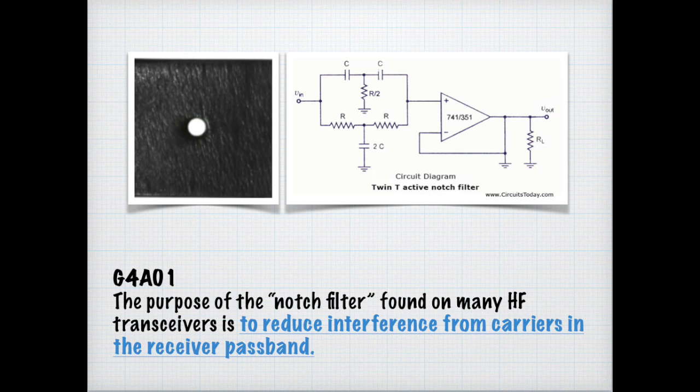So if you hold the belt up to the light and look through one of the notches, you notice that it only lets just a tiny little sliver of light through. Well, the same thing is true with a notch filter with the radio waves. For the purpose of the exam, you need to know that the purpose of a notch filter found in many HF transceivers is to reduce interference from carriers in the receiver passband.